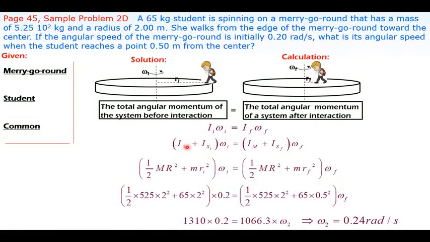The merry-go-round is a disk, so its moment of inertia is 1 over 2 mr squared, the same equation before and after. The student follows a circular path, so it's a point mass. That's why the equation for moment of inertia is mr squared: m r initial squared, m r final squared. You multiply them by the initial angular speed and the final angular speed. Then you insert the values.